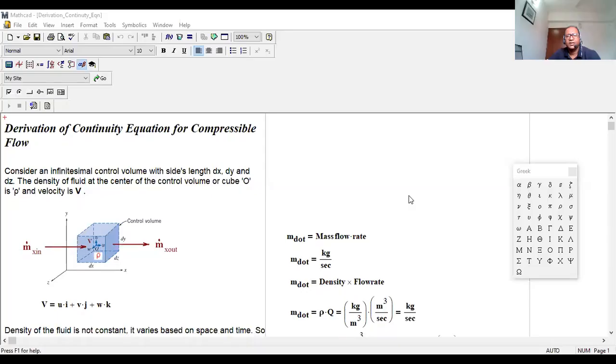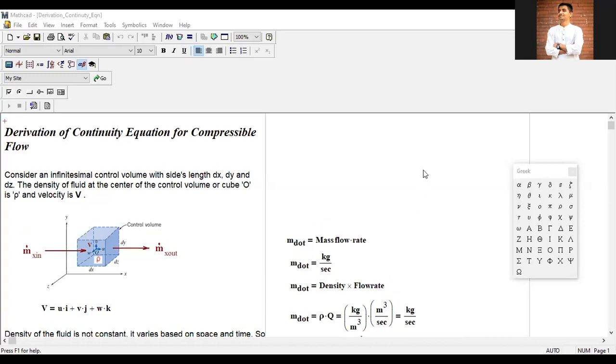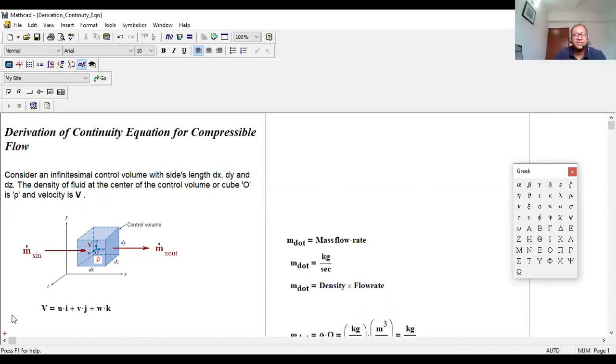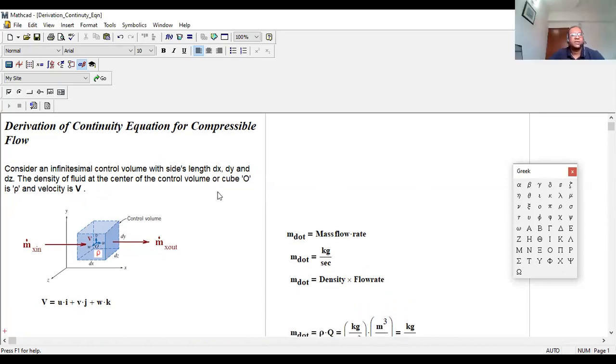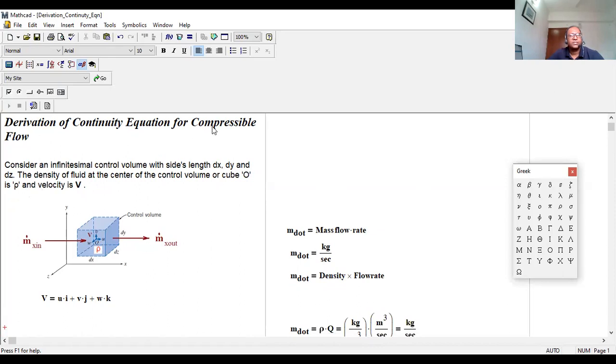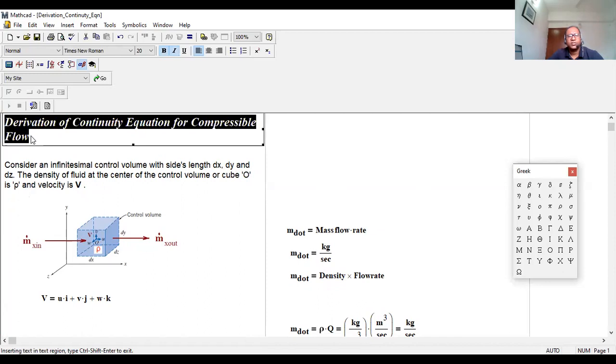Okay, now let's derive the continuity equation. Wait 1 second. Okay, did you see the equation in the Mathcad file? Yes, sir. Okay, so let's see how we can derive it. Let's say the derivation of the continuity equation for compressible flow.